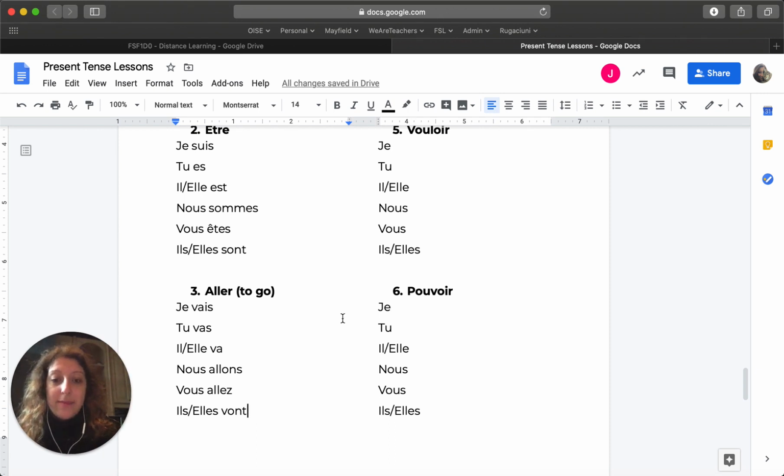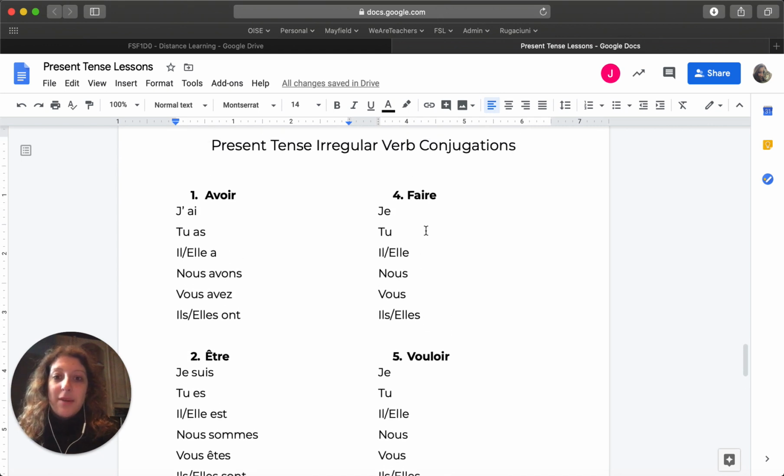Okay, stuff like that. Next, we have faire. Faire means to do or to make. So for faire, a lot of the conjugations are pretty straightforward and similar. Let's get to it. So we have je fais with an S, tu fais also with an S, and il and elle fait this time with a T.